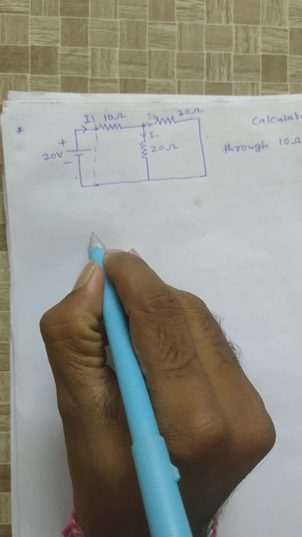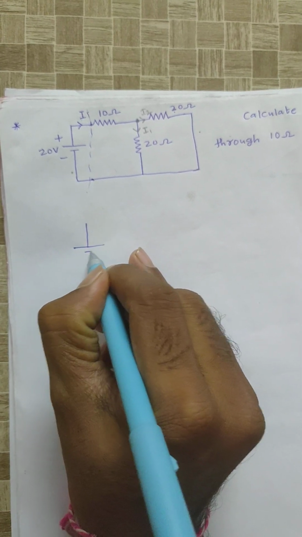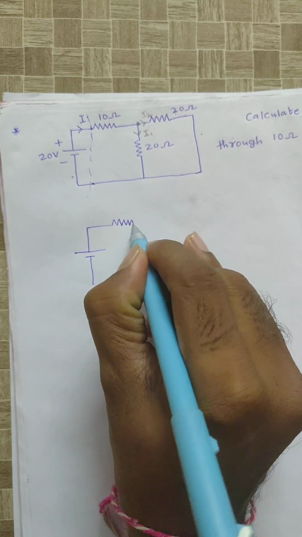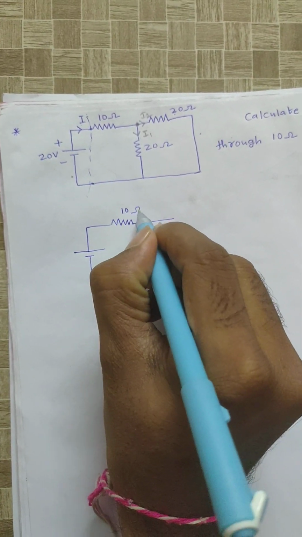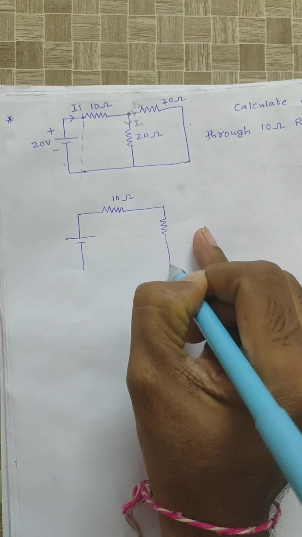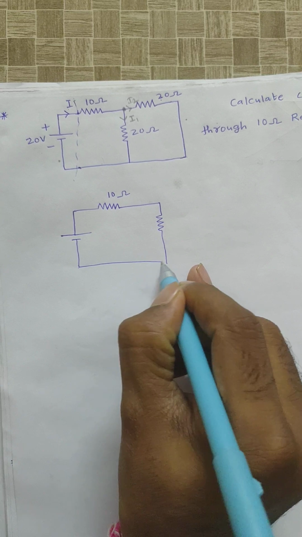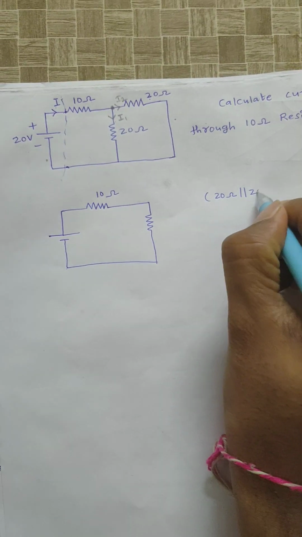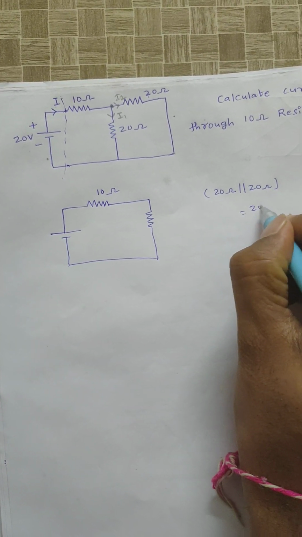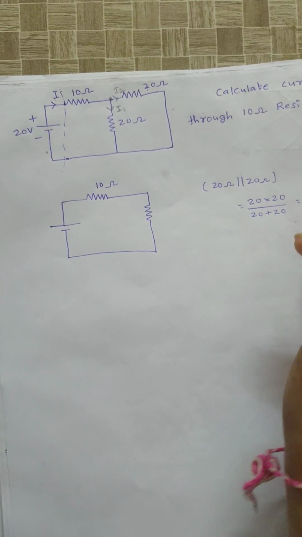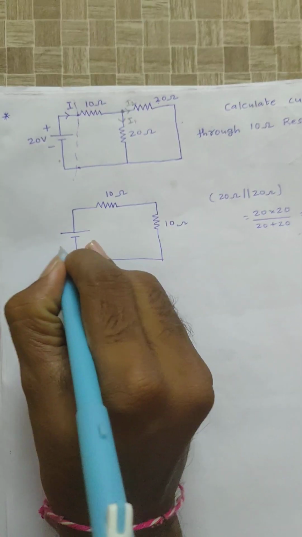Then the equivalent circuit will be the 20 volt source and the 10 ohm resistor. Next, 20 ohm and 20 ohm are connected in parallel. Those two resistors are replaced by a single resistor, that is 20 ohm in parallel with 20 ohm, that is 20 into 20 by 20 plus 20, right? You will get 10 ohms here, minus plus 20 volts.